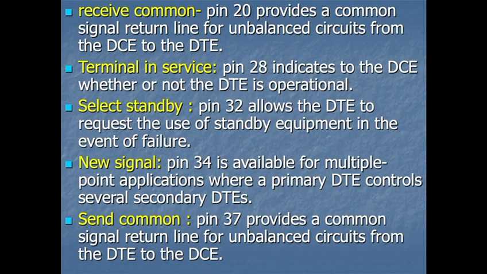Receive common. Pin 20 provides a common signal return line for unbalanced circuits from the DCE to the DTE. Terminal in service. Pin 28 indicates to the DCE whether or not the DTE is operational. Select standby. Pin 32 allows the DTE to request the use of standby equipment in the event of failure. New signal. Pin 34 is available for multiple point applications where a primary DTE controls several secondary DTEs. Send common. Pin 37 provides a common signal return line for unbalanced circuits from the DTE to the DCE.